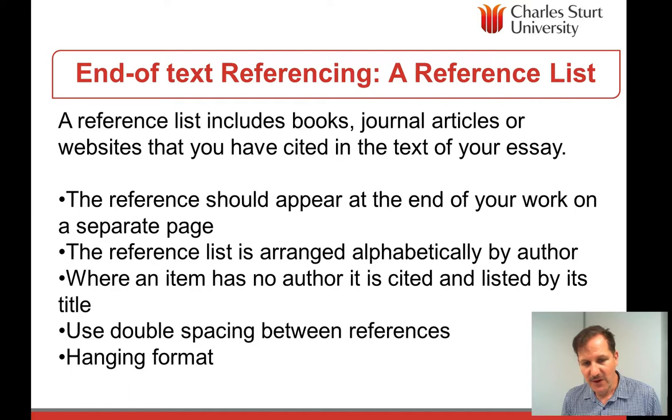Where an item has no author, it is cited and listed by its title. Use double spacing between references and hanging format. Usually, be skeptical of works that don't have an author, unless it's something like a government report, which is often written under the auspices of the government and doesn't necessarily have an author. But most of the references you use should have authors.